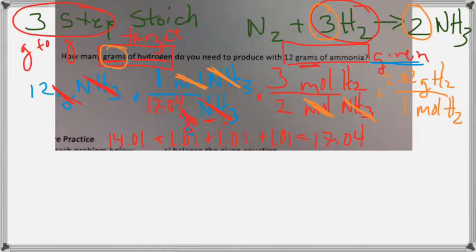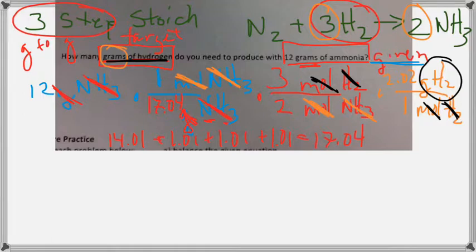So once you've set up your problem, all of our units have canceled out. Notice these moles of hydrogen canceled out with these. So I'm left with grams of hydrogen, which is what they wanted. So I just have to do math. So I'm going to do 12 times 1 divided by 17.04 times 3 divided by 2 times 2.02. And that's it. So you'll solve for your value, and it works.